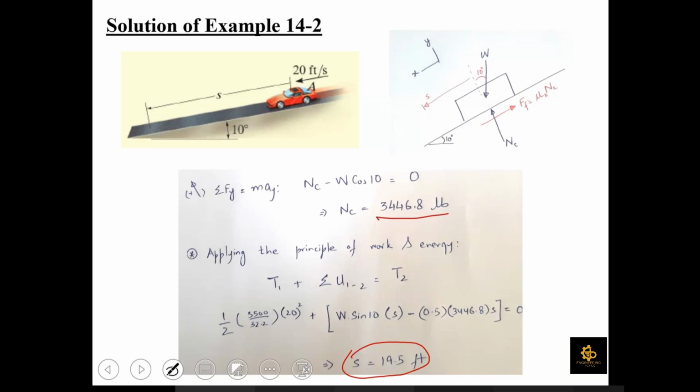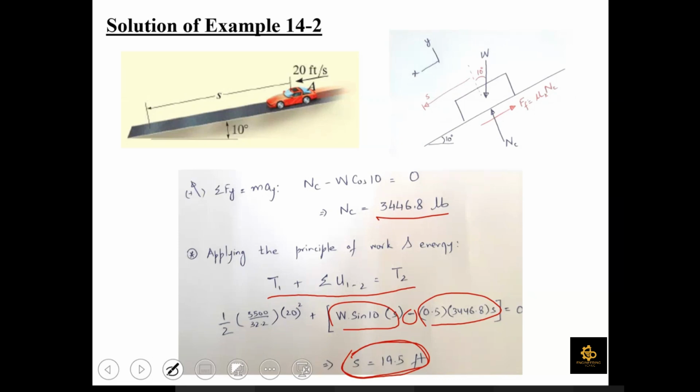We first found out NC, which is W cos 10. Then we applied the principle of work and energy: work done due to weight, and work done due to friction force with a negative sign. It will give us the value of S equal to 19.5 ft. Is it clear? Any confusion, any query you would like to ask? Clear. Okay. Let me ask you one question.